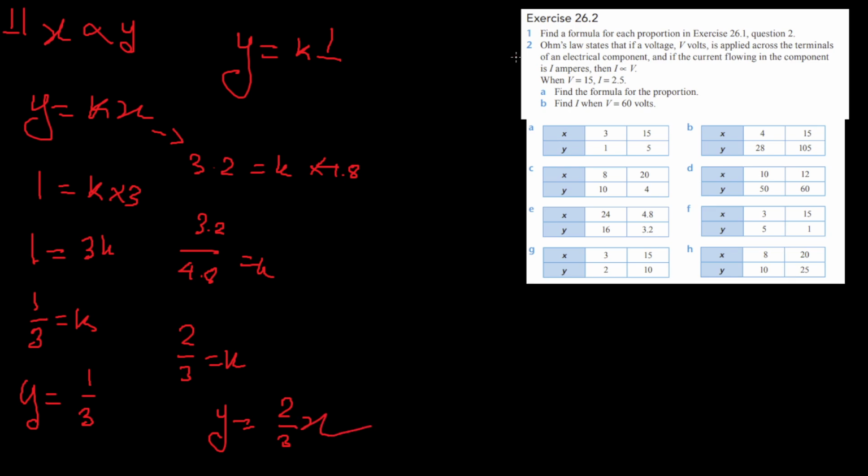Now let's move on to question number 2. This might look a little hard since it has Ohm's law in it, and you would think, oh no, we have to start doing physics, but don't worry, there's no physics involved. I mean, there is a bit of physics involved. We know the more amperes we have, the more volts it's going to apply. So let's find the formula of this. Our formula is going to be I equals kV.